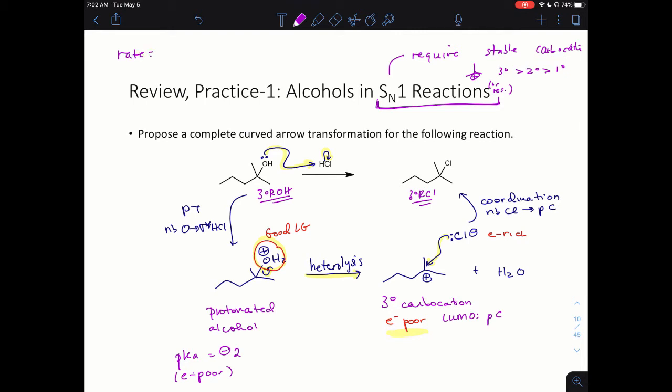The rate law for an SN1 or E1 is the same. It's just the rate constant times the concentration of the alkyl halide. So when we want to think about the rate, we want to look at the substitution of the alpha carbon. Is it tertiary? Or will the carbocation be resonance stabilized? And then you also want to make sure that X is a good leaving group. So is it going to be a stable conjugate base? Those are the two major factors that affect the rate of the SN1 and E1.